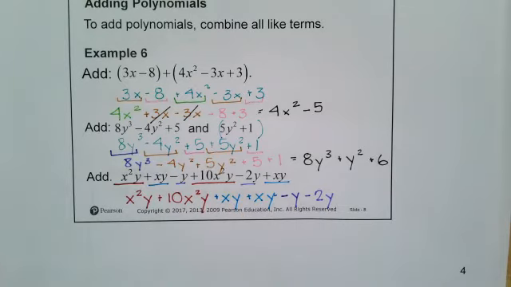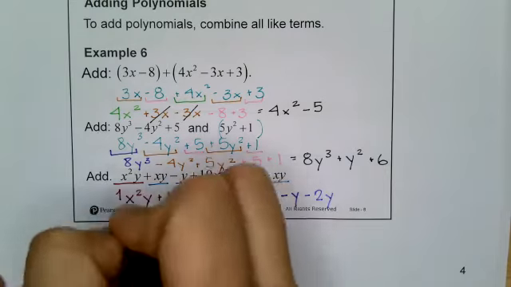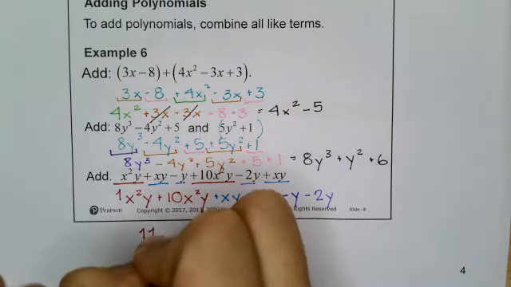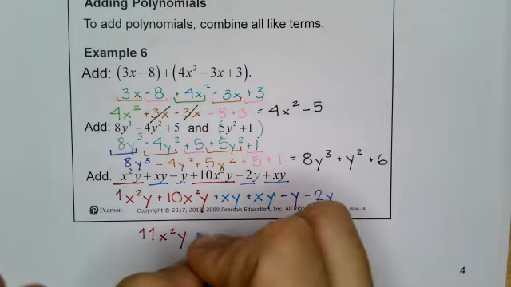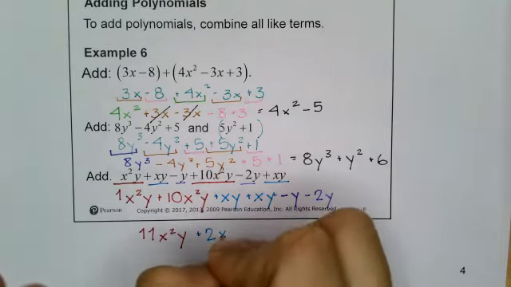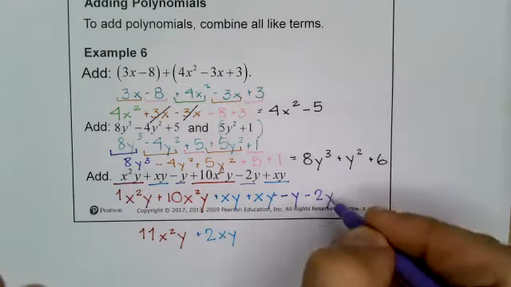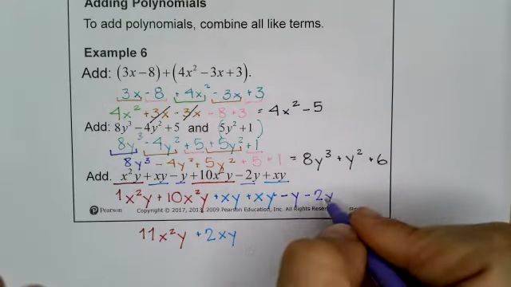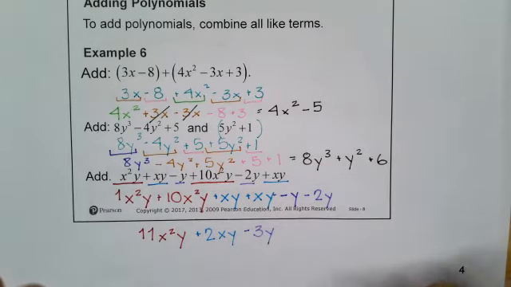Good. And then you just combine x squared y plus 10x squared y. That's like a 1. 1 plus 10 is 11. Here we have xy plus xy. So that's a 2, because those were each 1. And then negative y minus 2y. The negative y is a negative 1. A negative 1 and a negative 2 combined to get a negative 3.